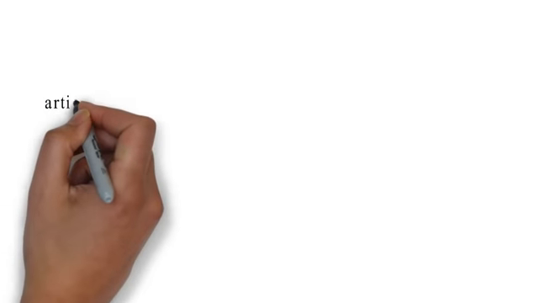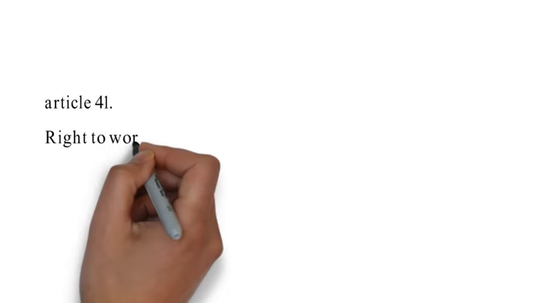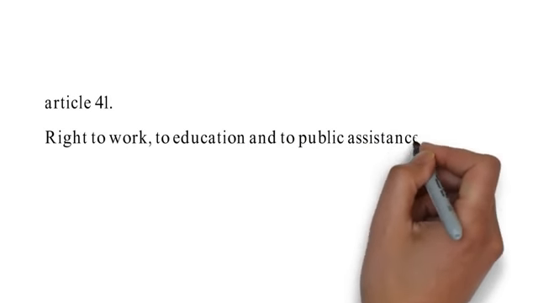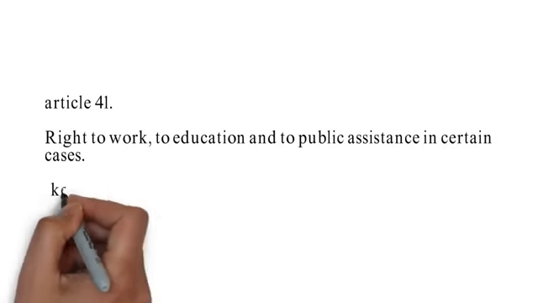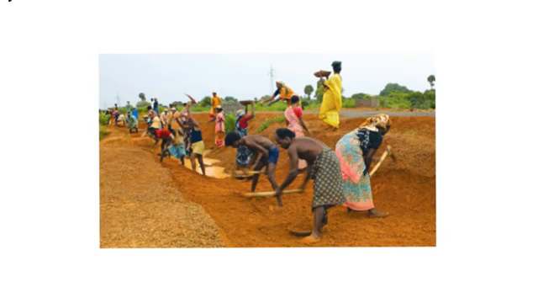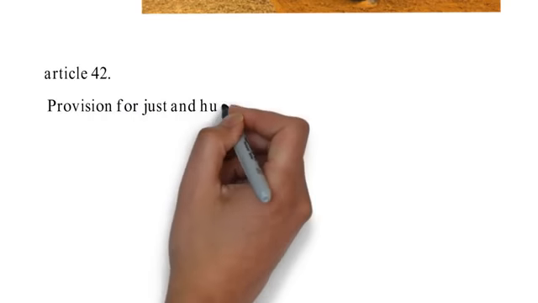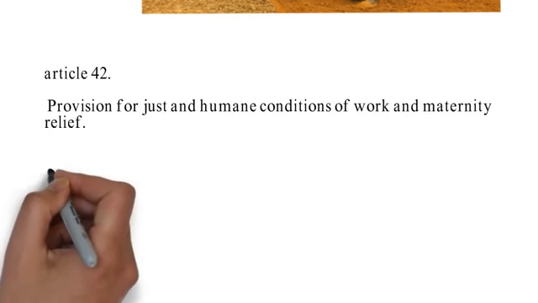Now moving ahead to Article 41. 41 provides right to work, to education and to public assistance in certain cases. Now you look at this picture and remember that MGNREGA was provided under the provisions of Article 41. MGNREGA provides 100 days of employment, as we all know. So just take the keyword work from here.